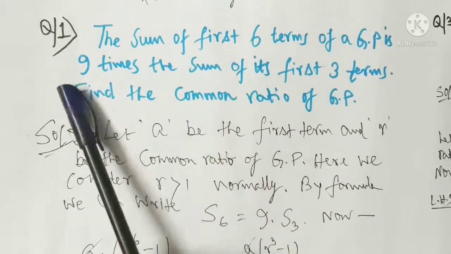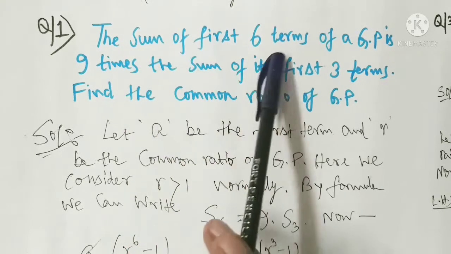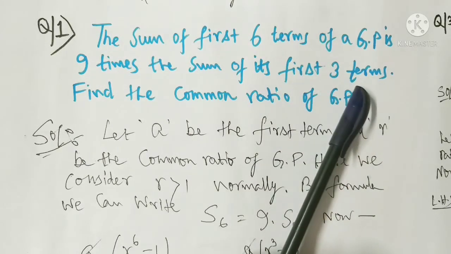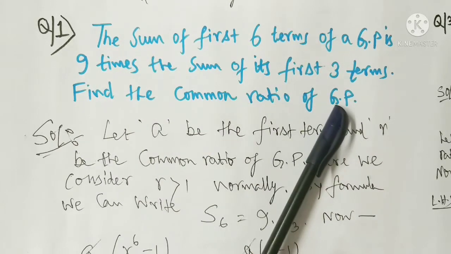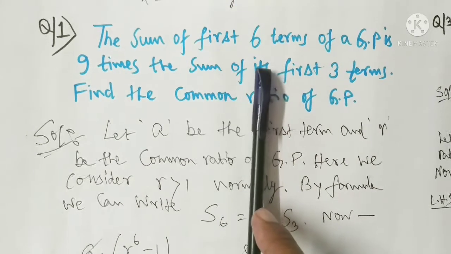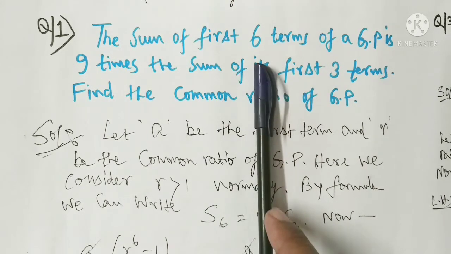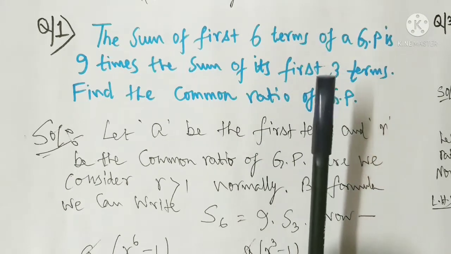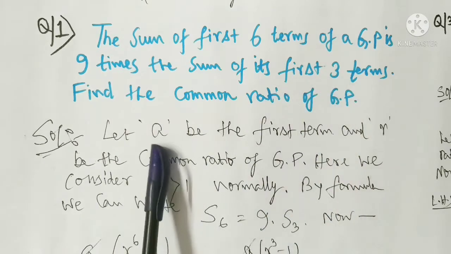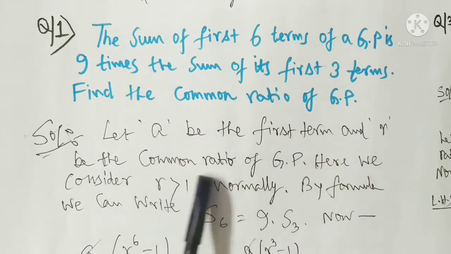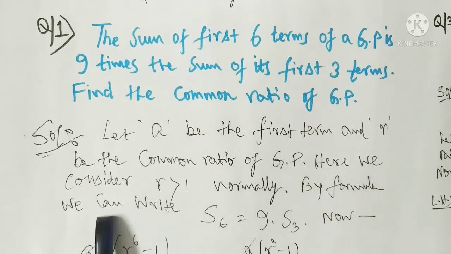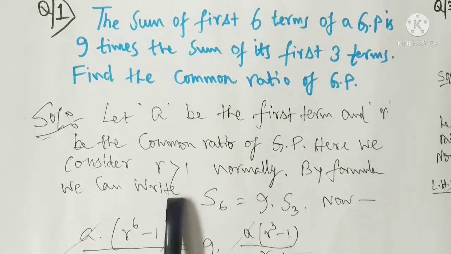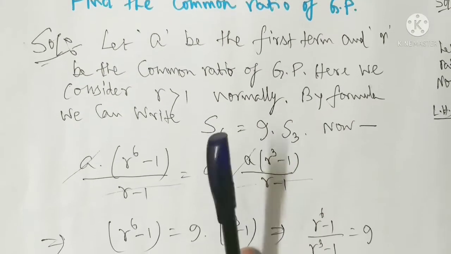The first question is this: the sum of the first 6 terms of a GP is 9 times the sum of its first 3 terms. Find the common ratio of the GP. From the language of the problem, it is clear that S6, the sum of 6 terms, is 9 into S3, that is 9 times the sum of 3 terms. Let A be the first term and R be the common ratio of the GP. Here we consider R greater than 1 normally. If nothing is said in the problem, then we will consider R greater than 1.